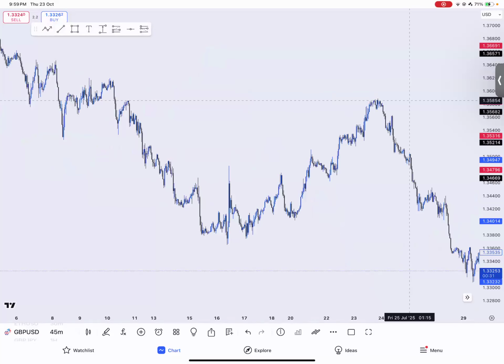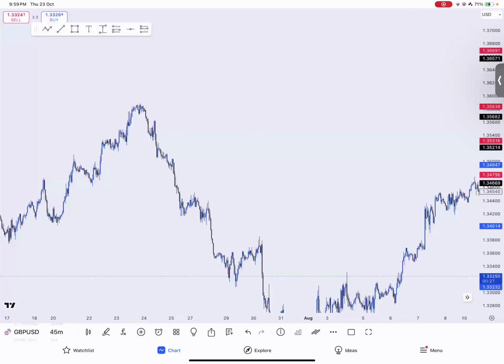So that is one way of taking your profits in the market using trend line liquidity.